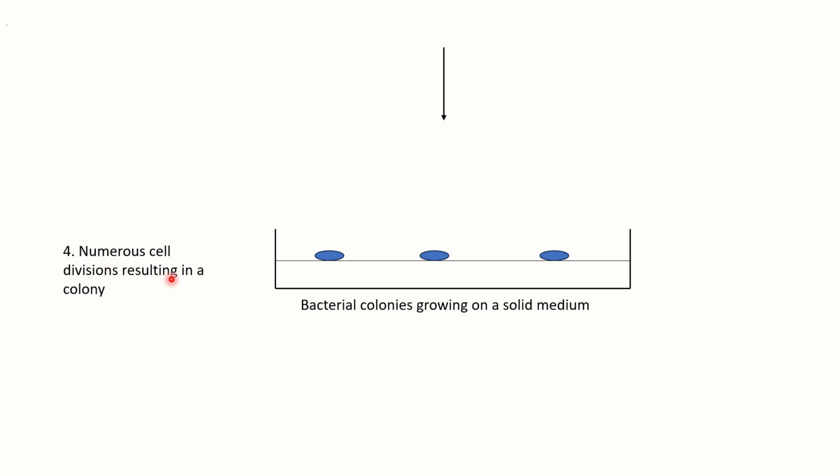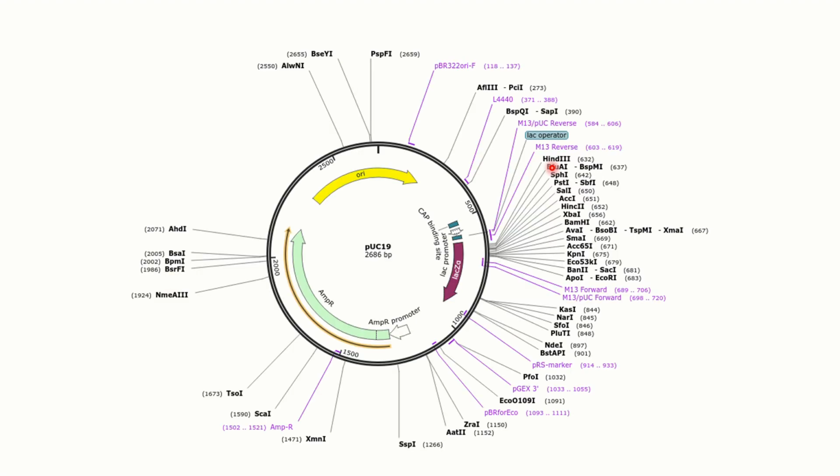So how will the selection occur, or how can we select the cells that have the plasmid, or the transformants? As you can see, this is our vector that contains the ampicillin resistance gene. After transformation, we will plate the cells over agar medium that contains ampicillin. Only the transformed cells that contain the plasmid with the ampicillin resistance gene will grow over the agar plate containing ampicillin, because the bacteria itself is ampicillin sensitive. In this way, we can select the cells that contain the plasmid, or the transformed cells. The non-transformed cells will not grow over the agar plate containing ampicillin.